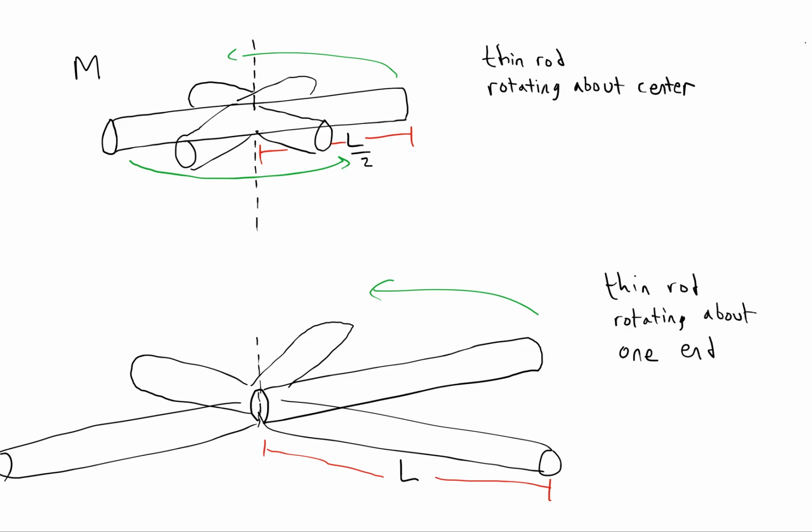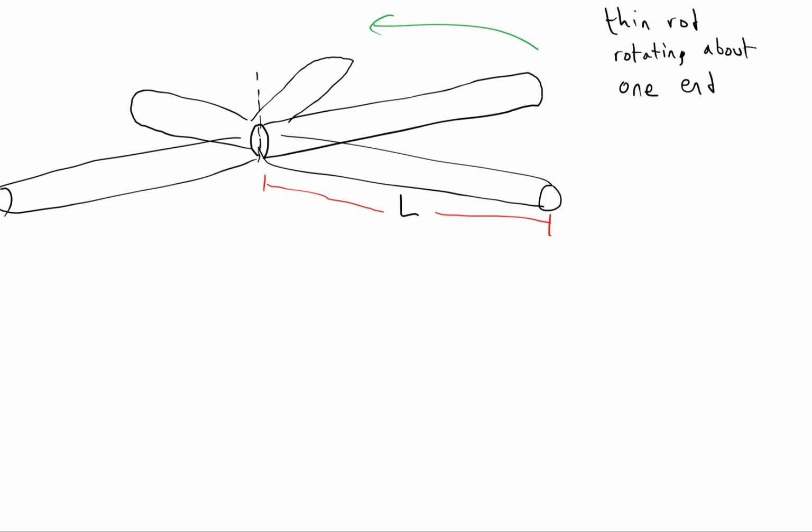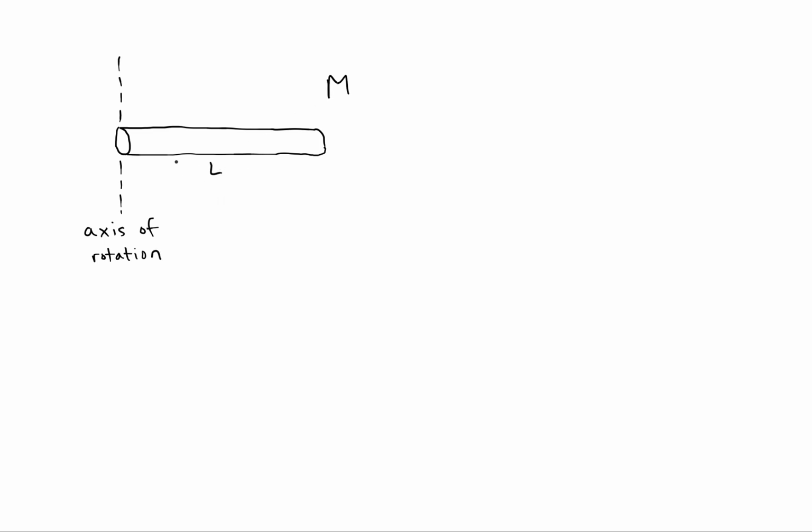Alright, so which one has the higher moment of inertia? We want to use calculus to figure that out. So let's try it. I'll integrate this one first. Axis of rotation is at one end of the thin rod of length L and mass m. So just like any other moment of inertia integration, we want to start with I equals the integral of r squared dm.